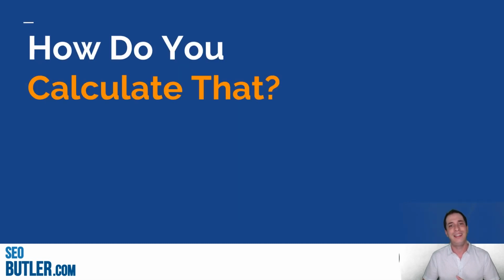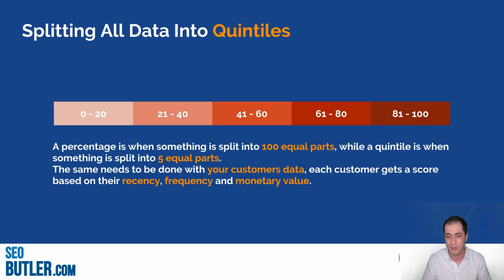So let's focus on how you actually calculate the RFM score. Really important stuff for you, obviously the whole point of this presentation. Let me show you. With RFM scoring, rather than using a percentage system, what you use is the quintile system, where a percentage splits something into 100 equal parts. Quintiles split something into 5 equal parts.